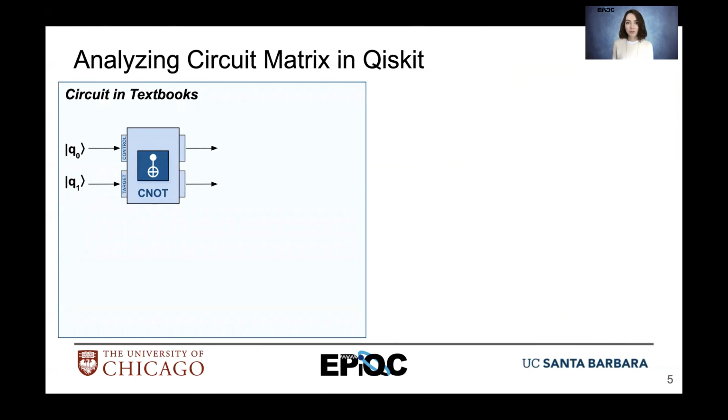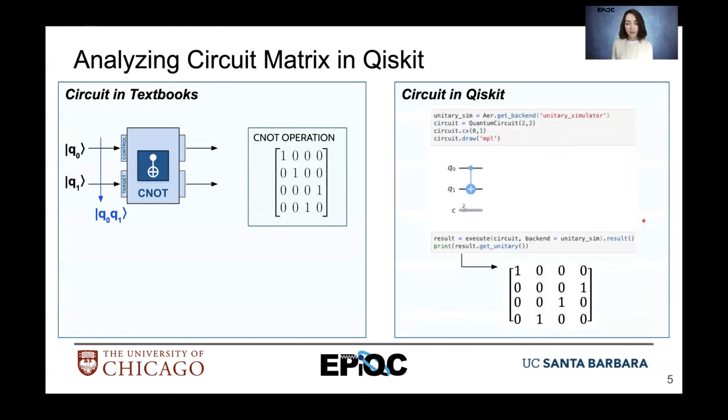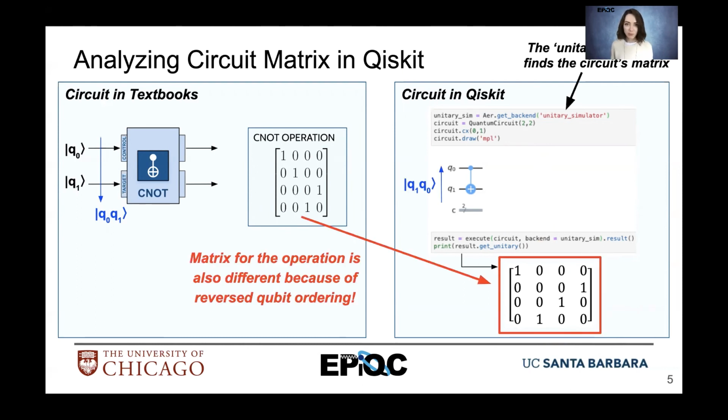Let's look at some quantum circuit matrices. Here we have a circuit that would look like the following in the textbook convention. In Qiskit, since we have a different order for our qubits, we have a different resulting matrix. We can use the unitary simulator to find out what the matrix is for a circuit within Qiskit. Because we have the flip in our qubit ordering, we have a different matrix that represents the operation, even though the operation is the same.